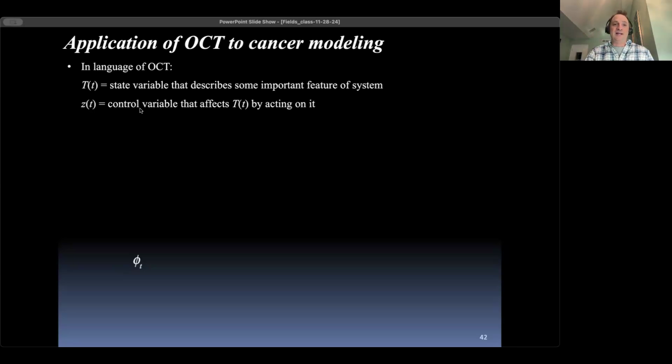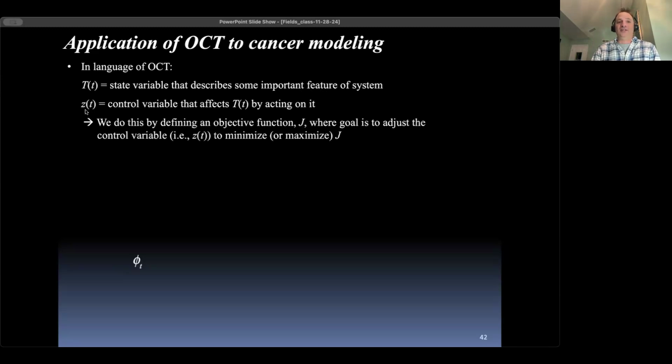And so now, to remind ourselves what we're doing here in the language of OCT, our x of t is our state variable that describes the important feature of the system. For us, that's tumor volume, the vertical axis on the 6 panels from the previous slide. And the thing we're trying to vary to control that state variable is the z of t, how you're giving the drug.